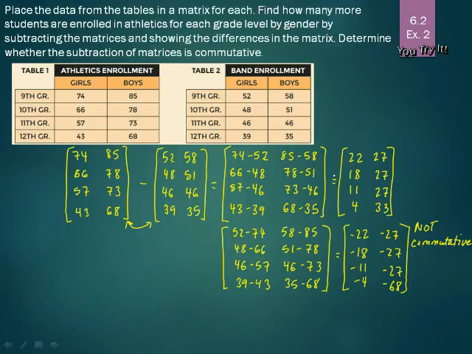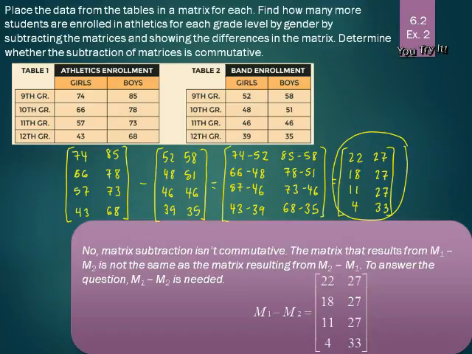Now we have our answer in this first matrix, the differences between the boys and girls. So we can summarize our answer. No, matrix subtraction isn't commutative. The matrix that results from M sub 1 minus M sub 2 is not the same as the matrix resulting from M sub 2 minus M sub 1. To answer the question, M sub 1 minus M sub 2 is needed. M sub 1 minus M sub 2 equals 22, 18, 11, 4, 27, 27, 27, 33.